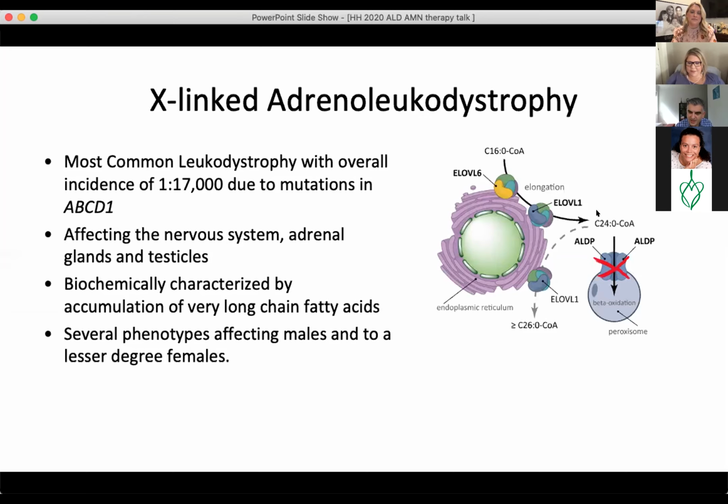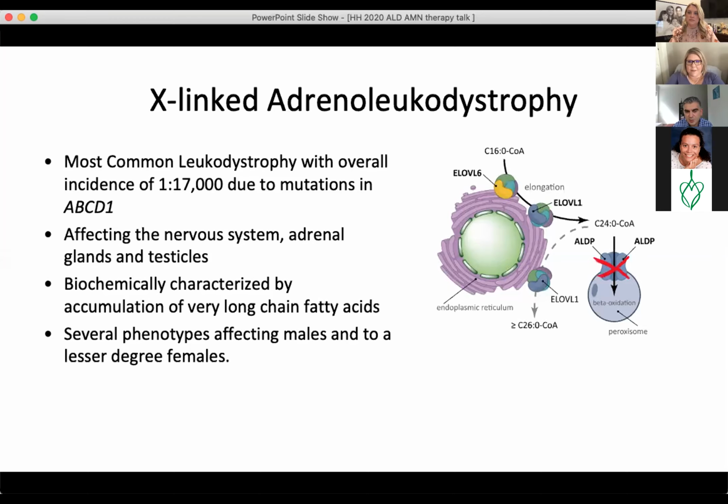These very long-chain fatty acids are first synthesized or are part of the diet, but are also synthesized inside our cells by enzymes that are called elongases. So you see here ELOVL1, ELOVL6, and that's relevant, and we come into that in a minute. ALD protein is there to transport these fatty acids into peroxisomes for further degradation.